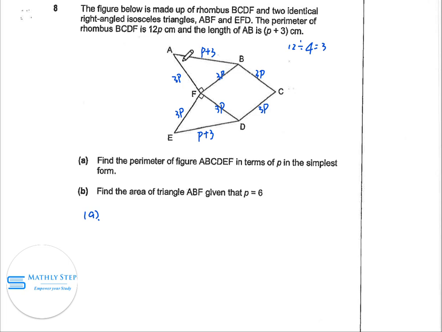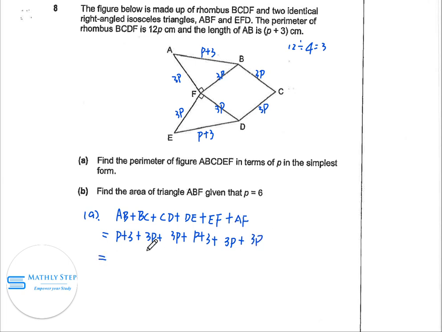The perimeter of this shape is AB plus BC plus CD plus DE plus EF plus AF. So it is equal to P plus 3 plus 3P, 3P, DE is P plus 3, EF is 3P, and AF is 3P. So altogether we have how many 3Ps? 4 of them is 12P, 12P plus another 2P, plus 3 plus 3 equals 6. So it's 14P plus 6. This is for question A.